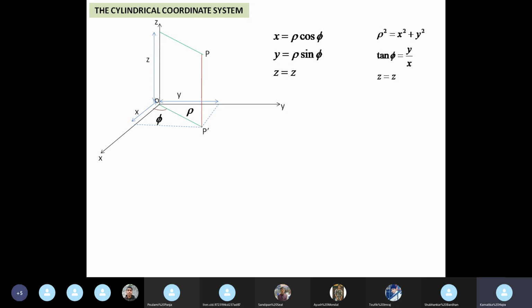Now, from this set of equations, we can see that we can write rho square equal to x square plus y square, tan phi equal to y by x, and z equal to z. So in this set, we have expressed x, y, and z in terms of rho, phi, and z. And in this set, we have expressed rho, phi, and z in terms of x, y, and z. Okay. These are my transformation equations.